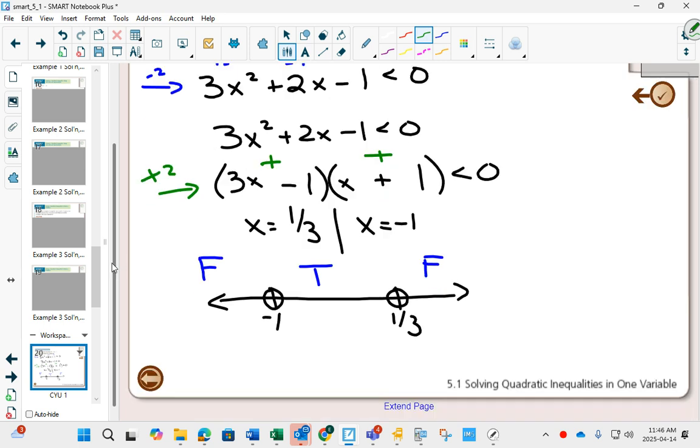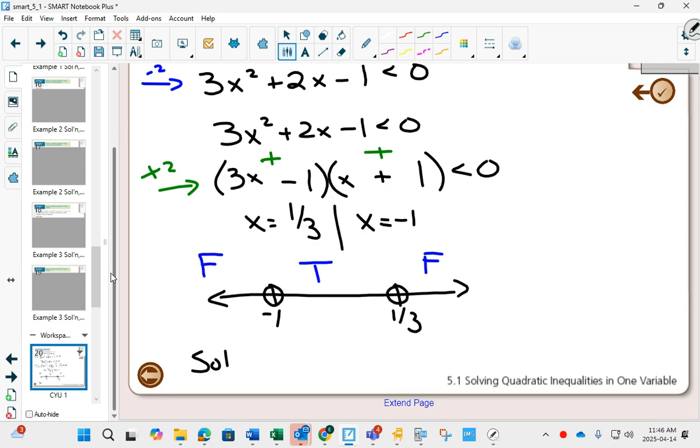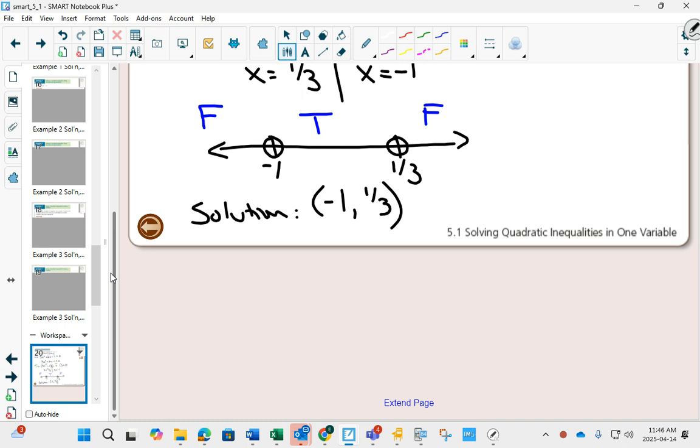So then, once we've done our number line, we write our solution. It is in this section, so you can either write it in interval notation, with round brackets because the values aren't included, or you could say that the x value has to be between -1 and 1/3, that is set notation. I'll write them both as we go through the beginning, but on a test or a quiz, if it doesn't say which way to write the solution, you can choose either interval notation or set notation.